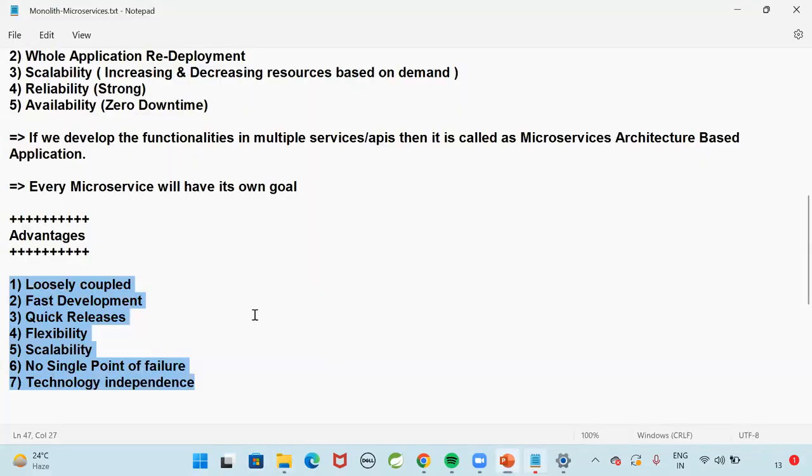Monolith and microservices. What are the advantages with microservices? Loosely coupled. And the next one, fast development will be available. Quick releases will be available. Flexibility will be available. Scalability will be available. No single point of failure. Technology independence. So like this, several advantages are there when you go for microservices.